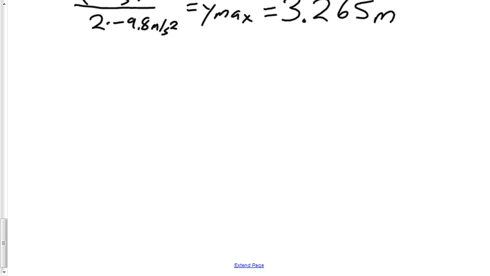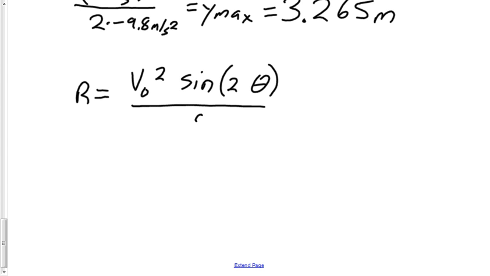The range equation, I'll just rewrite it: R equals v naught squared times sine of 2 theta over g. And what I'd like to show you is to go back and prove the angle that it was shot at. So I'm going to put in my values that I got for my initial velocity, and I'm going to put in my range.